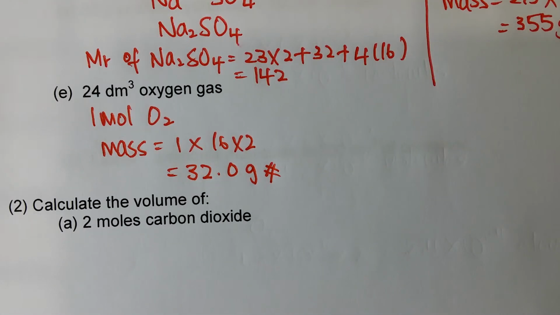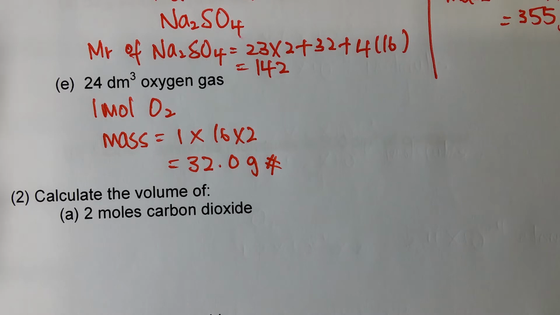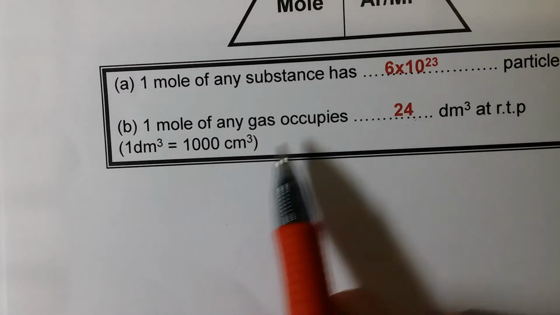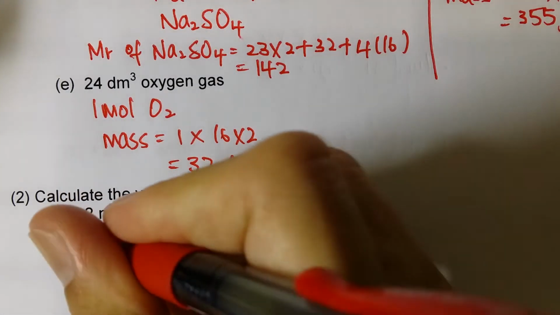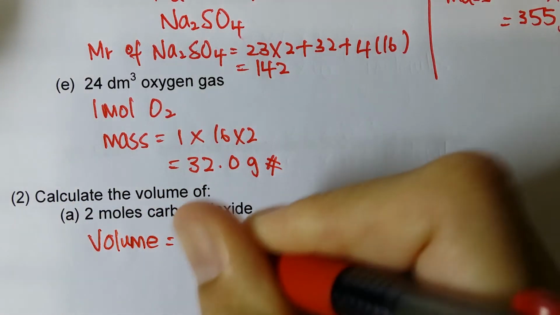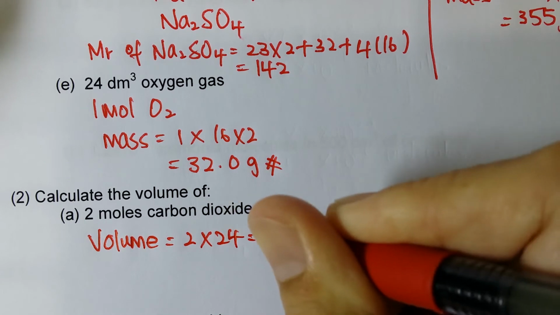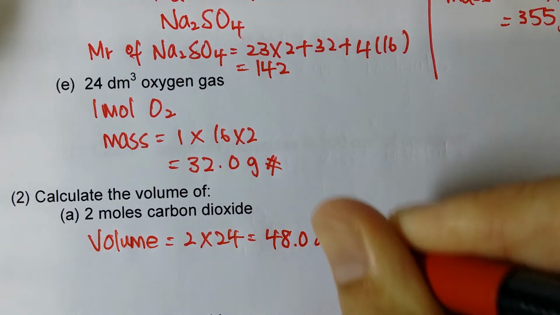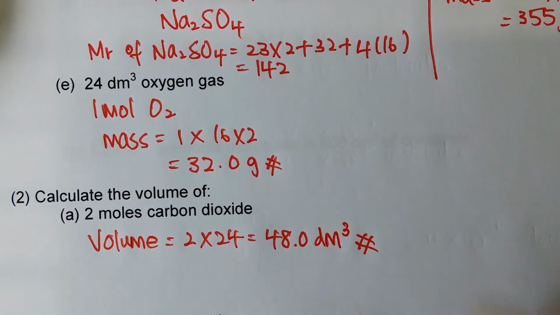Okay, calculate the volume of 2 mole of carbon dioxide. So it is a direct application from here. 1 mole of any gas occupies 24 dm³ at room temperature and pressure. So for 2 mole, the volume would be 2 mole times 24, which is 48.0 dm³.